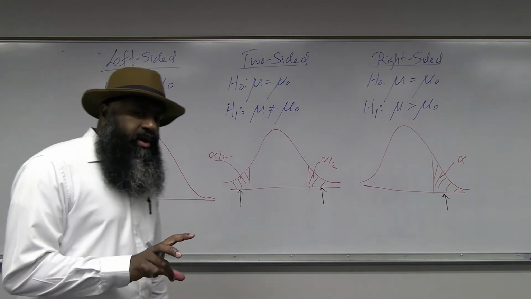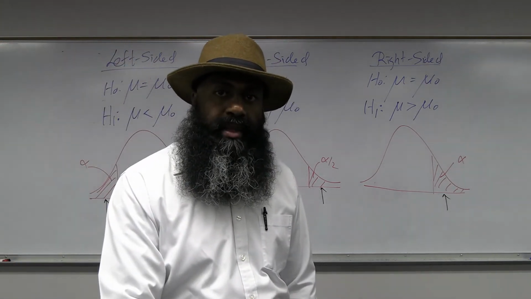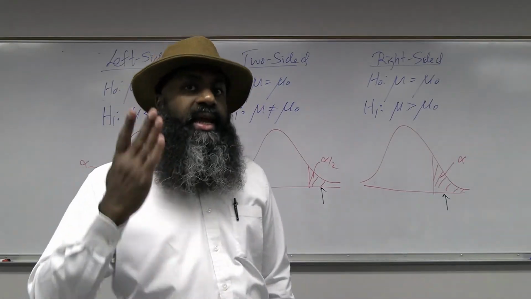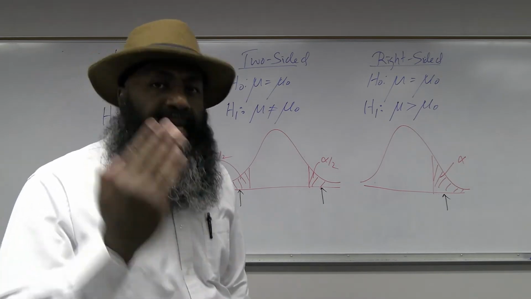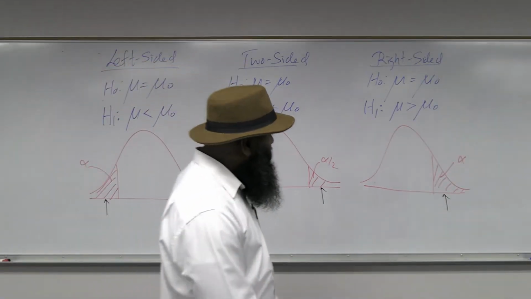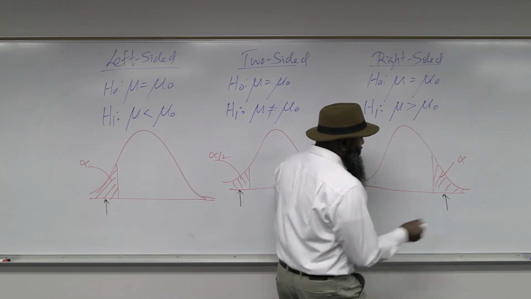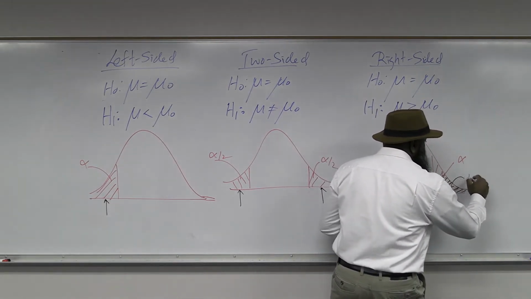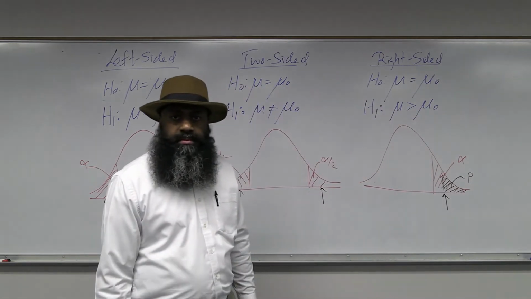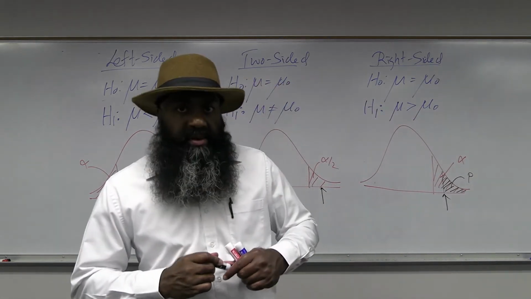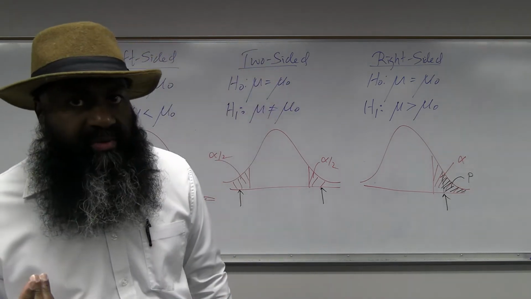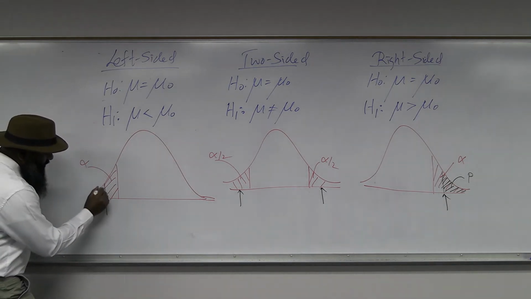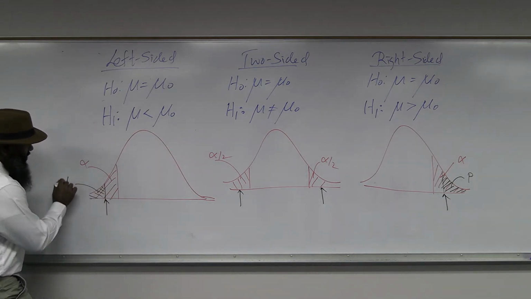Now, we are going to define something called the p-value. The p-value is defined this way. For a right-sided test, the p-value is the area to the right from the test statistic. So if your test statistic is here, area to the right means this shaded area. That's called the p-value. For a left-sided test, the p-value is defined as area to the left from the test statistic. So here's the test statistic, and this is my area to the left. This is the p-value.